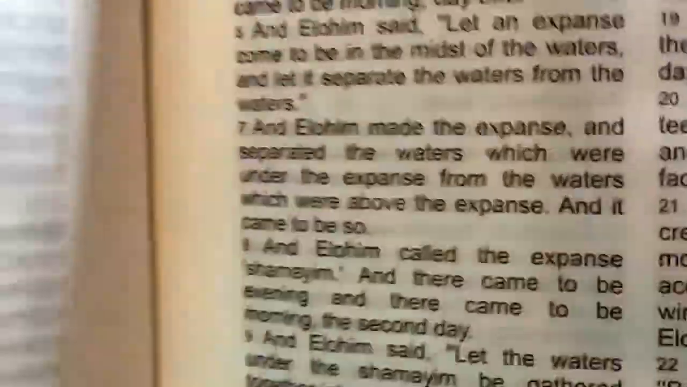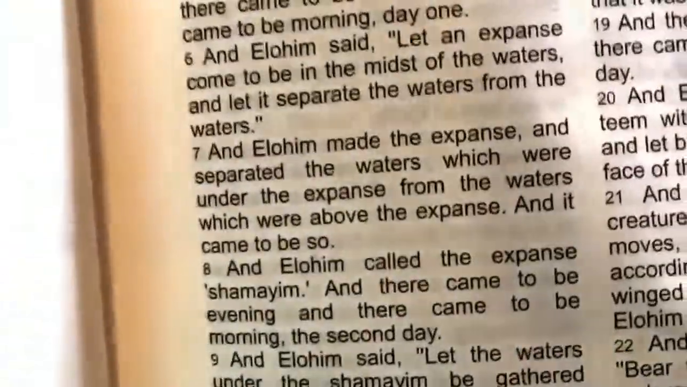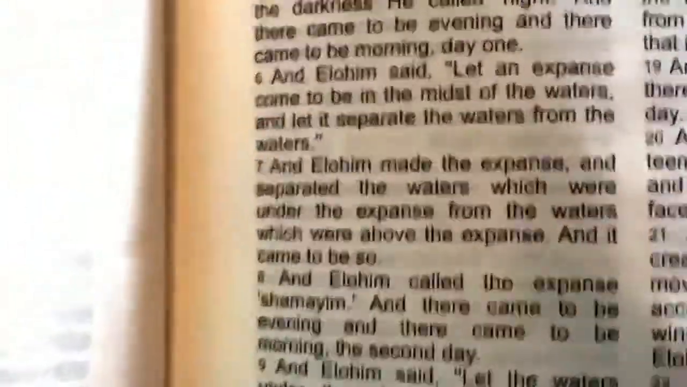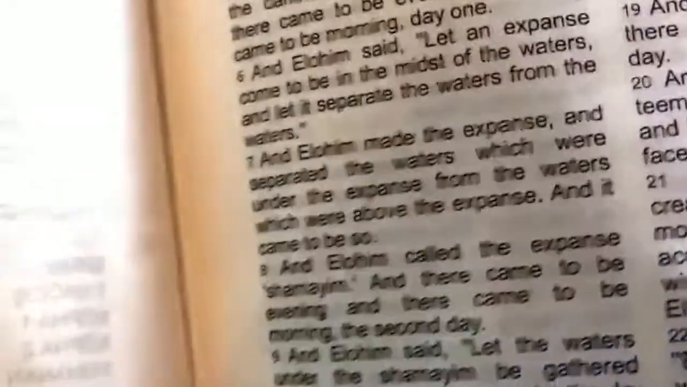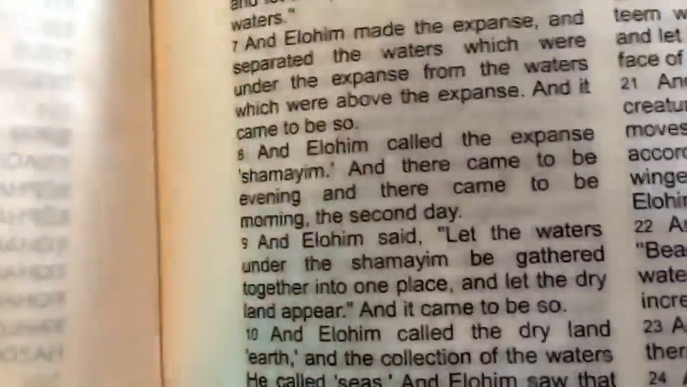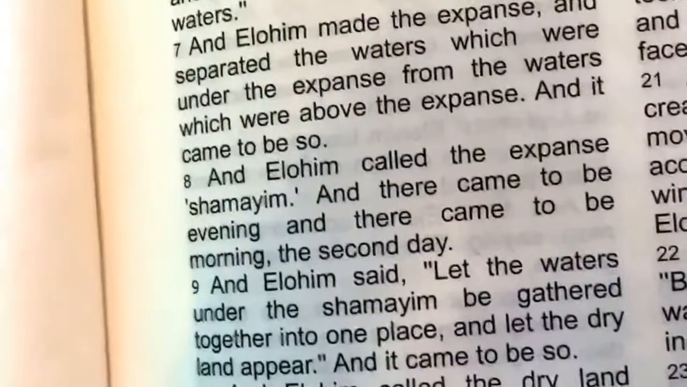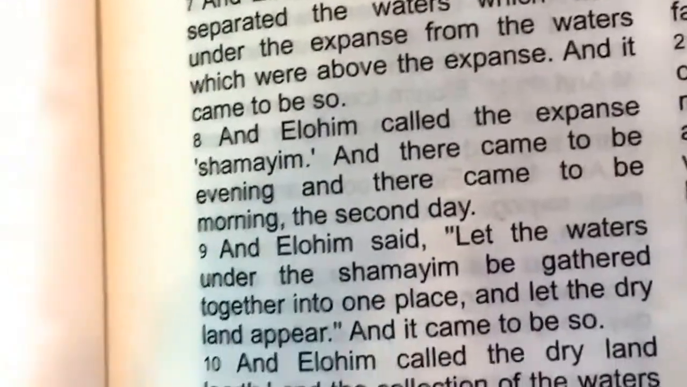And Elohim made the expanse and separated the waters which were under the expanse from the waters which were above the expanse. And it came to be, and Elohim called the expanse heaven. Alright, so now inside the expanse, we're going to have some heaven here in just a second. And there came to be evening, and there came to be morning, the second day.